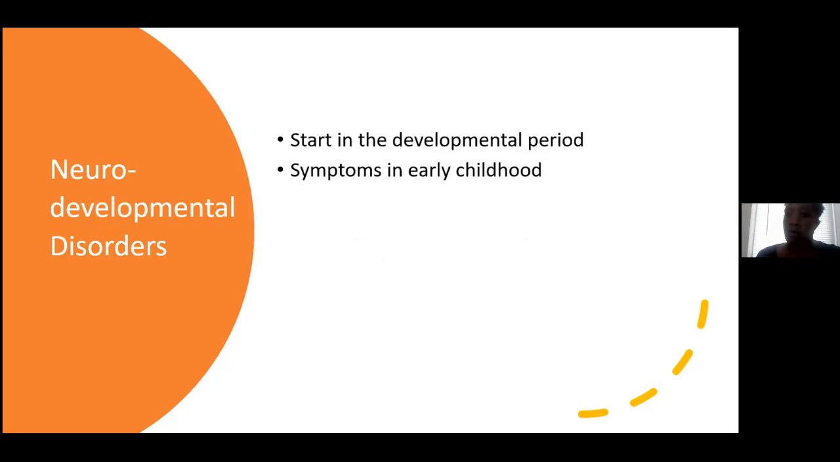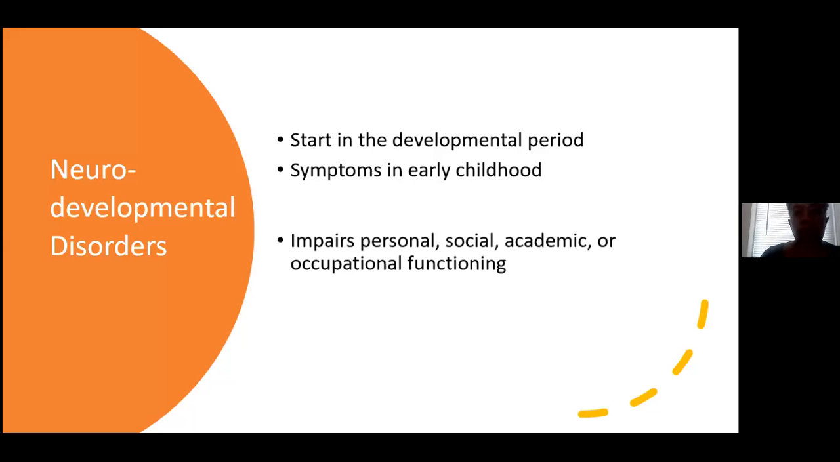And so therefore, because it starts in that early developmental period, we should be able to see these symptoms in early childhood. So somebody who is very hyperactive in early childhood, we would look at that and say, okay, maybe that hyperactivity could be associated with ADHD. However, if you just started to become hyperactive in your 20s, we wouldn't think that you have a neurodevelopmental disorder because these are things that start during that developmental period.